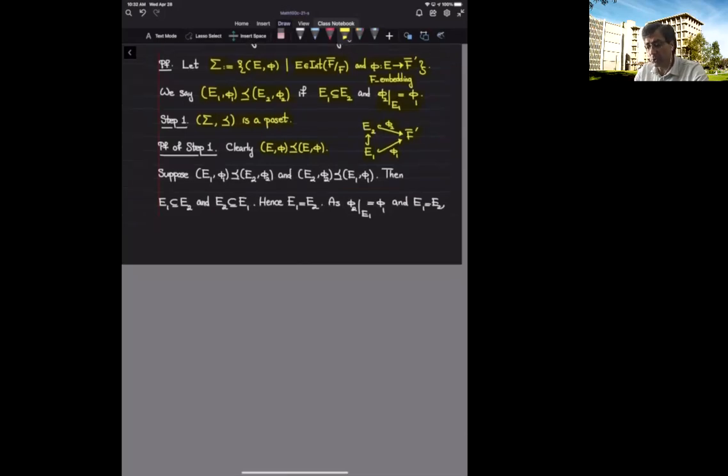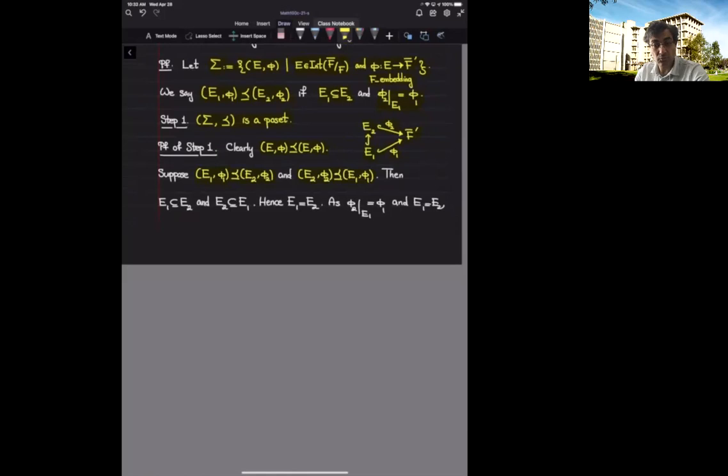Now, next I'm going to argue why we have anti-symmetry. That means that if I tell you E sub 1 comma phi sub 1 is at most E sub 2 comma phi sub 2, and the reverse is also correct, E sub 2 comma phi sub 2 is at most E sub 1 comma phi sub 1, then I want to argue that they are the same pairs.